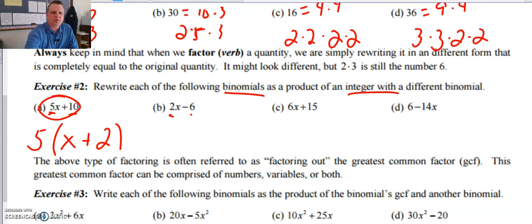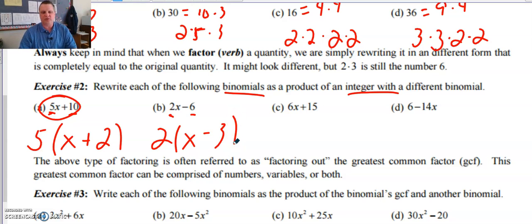The next one, we have 2 and 6. The largest that we could take out is a 2. And you're left with an x minus 3. So that way, if you redistribute, you're back to the 2x minus 6. 6 and 15. Well, you can't take a 2 out because they're not both even. Can you take a 3 out? Yes, you can. So you can take a 3 out, and you're left with a 2x plus 5. And that's as far as you can go. Okay, because you have to be able to take it out of both terms.